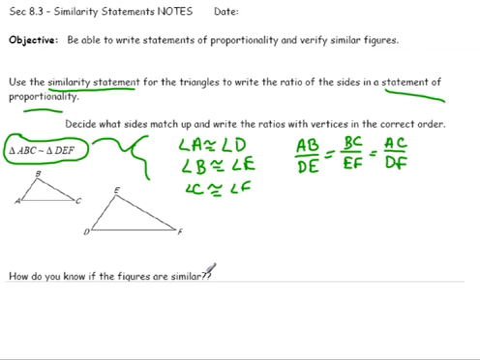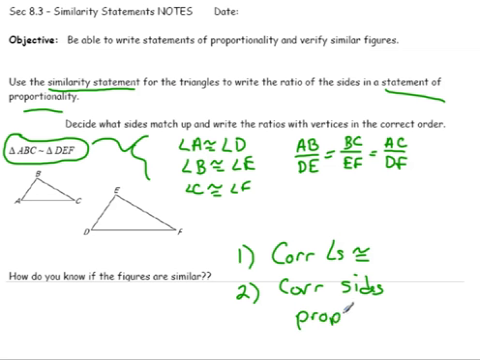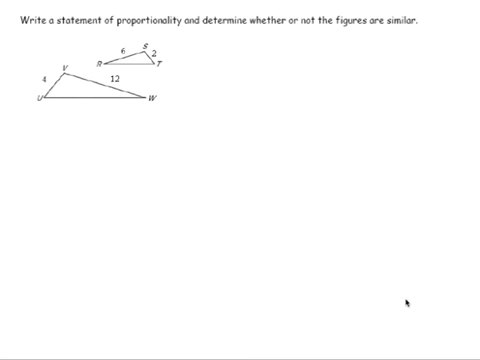How do you know these figures are similar? There's two parts. One, that their corresponding angles are congruent, and two, that the corresponding sides are proportional. Those are the two parts that we have to look at whenever we talk about similarity. Write a statement of proportionality and determine whether or not the figures are similar.